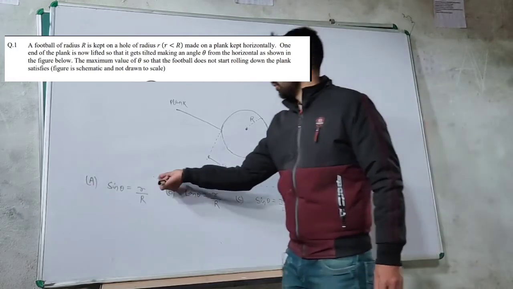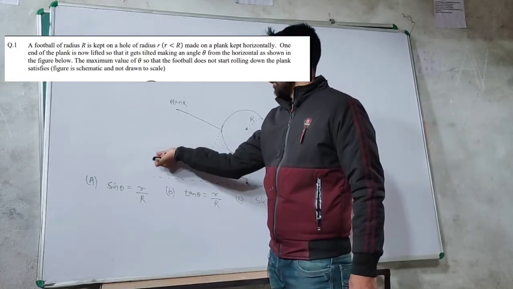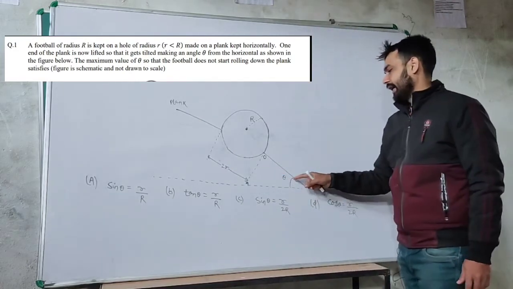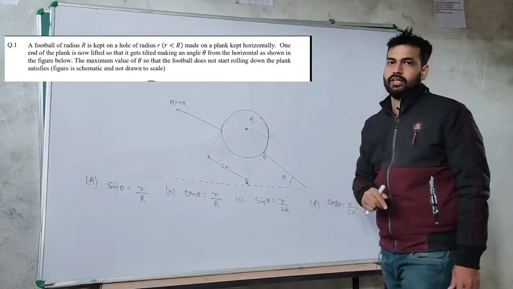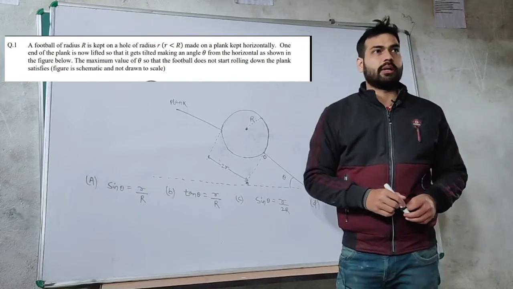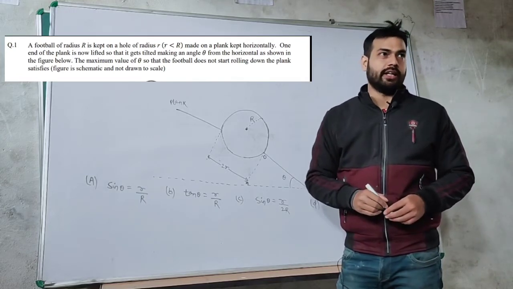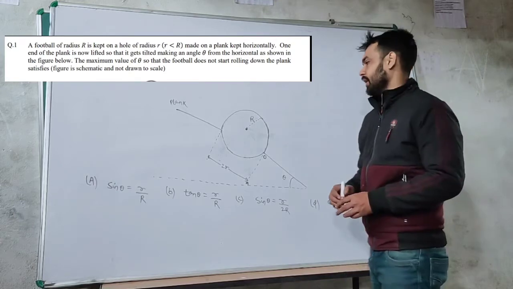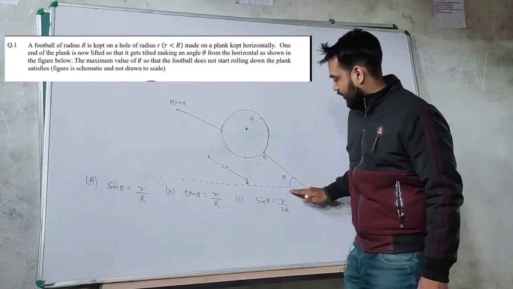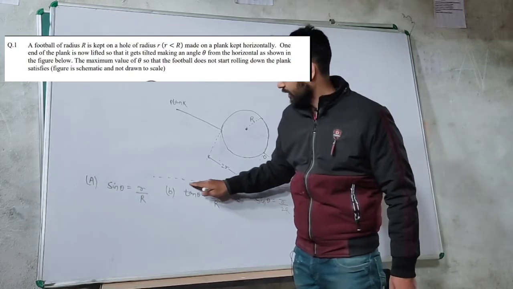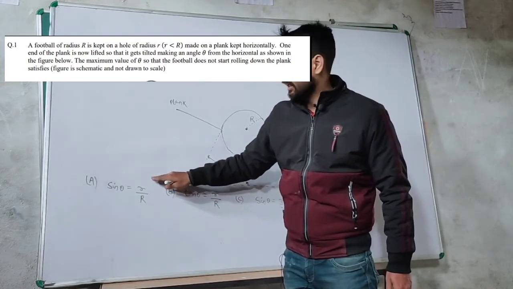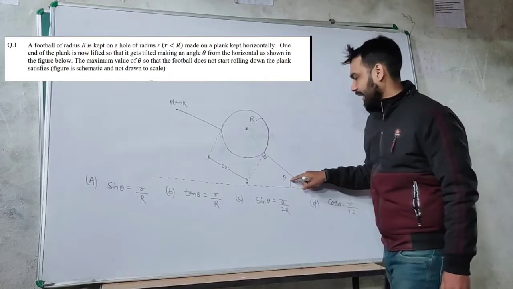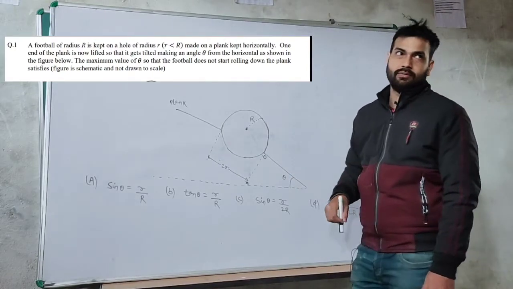Now slowly one end is uplifted, so that the plank makes an angle theta with the horizontal. One end of the plank is lifted so that it gets tilted, making an angle theta with the horizontal. Earlier this plank was totally horizontal, and now it is slowly uplifted so that it makes an angle theta with the horizontal.